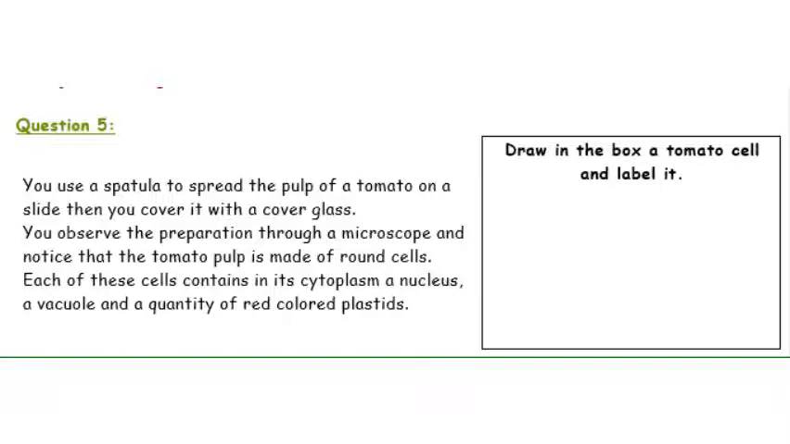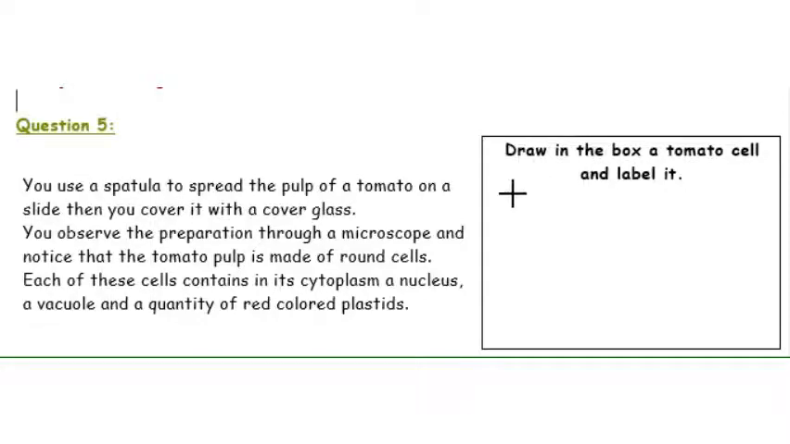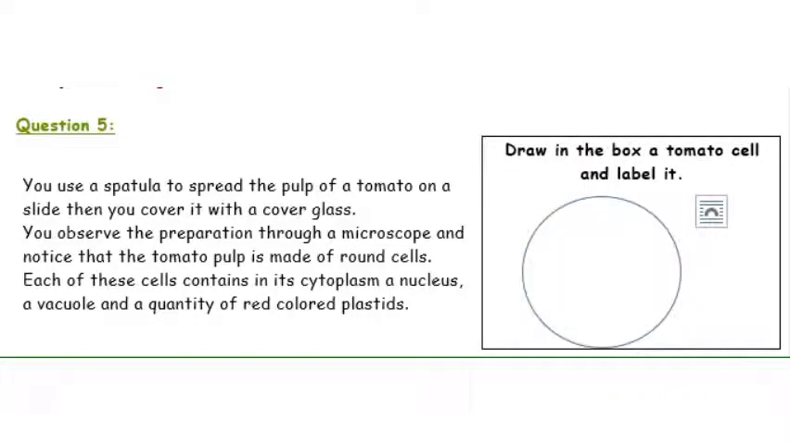Draw in the box a tomato cell and label it. I will try my best to make a good drawing. Let's start first by drawing the cell. Since they said that they are round, we will draw a round cell. Inside this cell, we have a nucleus. This is the nucleus.